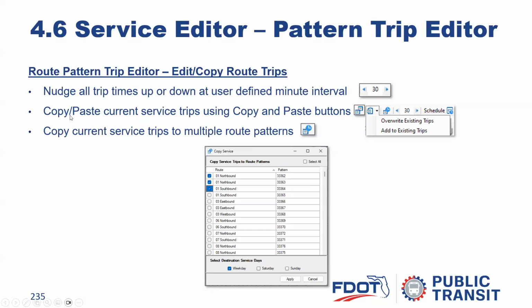So the copying and pasting is mentioned here as well. So this is a handy tool to be able to copy here and then paste and overwrite existing trips or add to existing trips in another route pattern, right? So it's very, very handy to do. You can also copy service to multiple patterns. So if you had 30-minute service that you wanted to test for several patterns, or 20-minute service, you could create that service in one route pattern and then copy it to multiples that you would just select and then apply it.